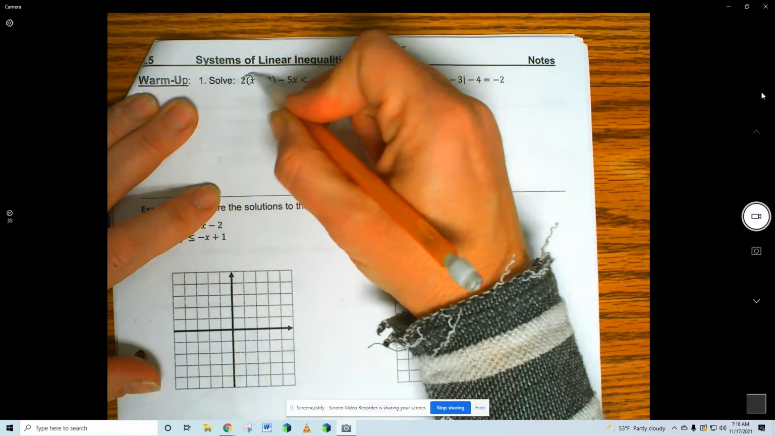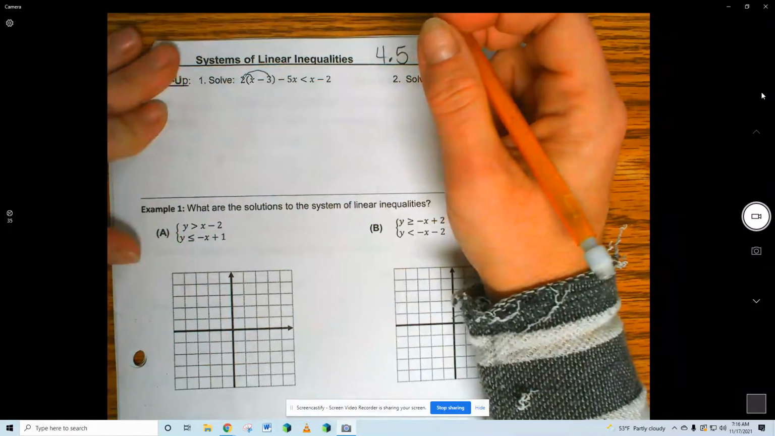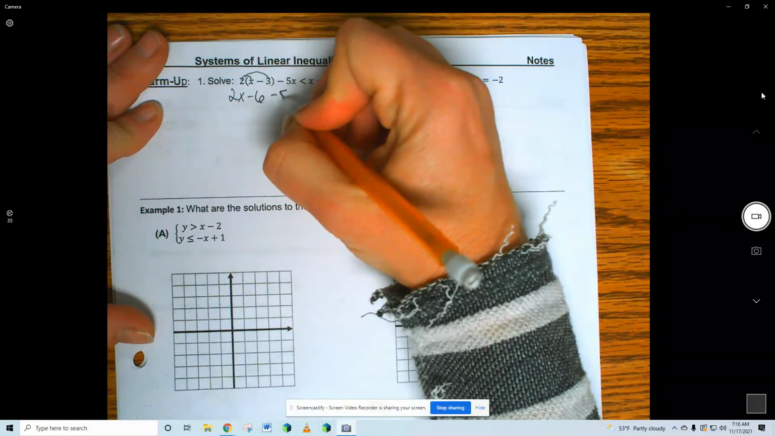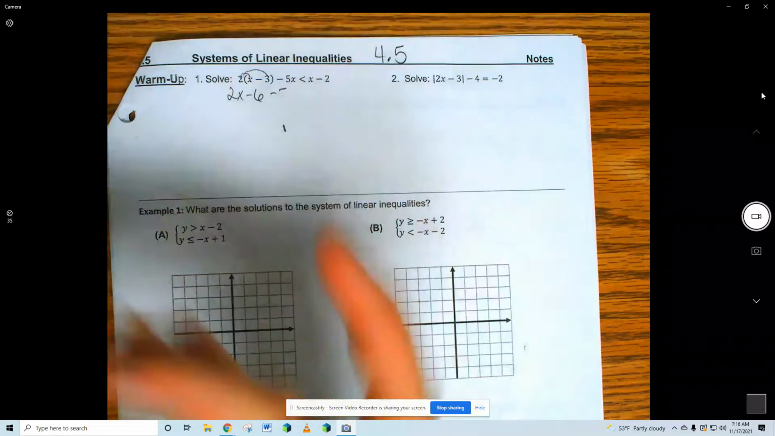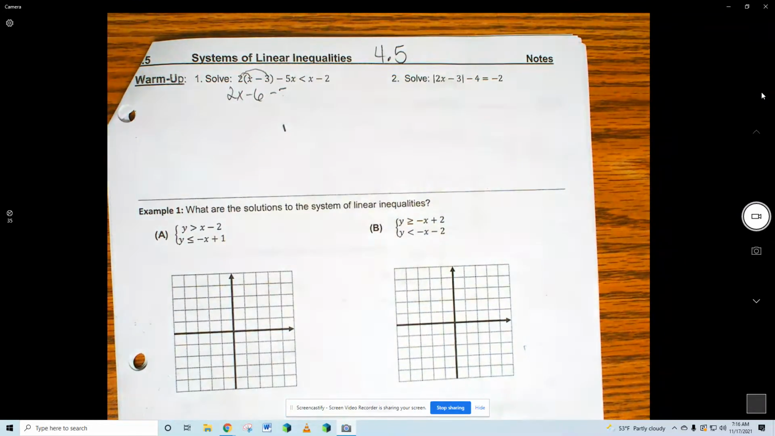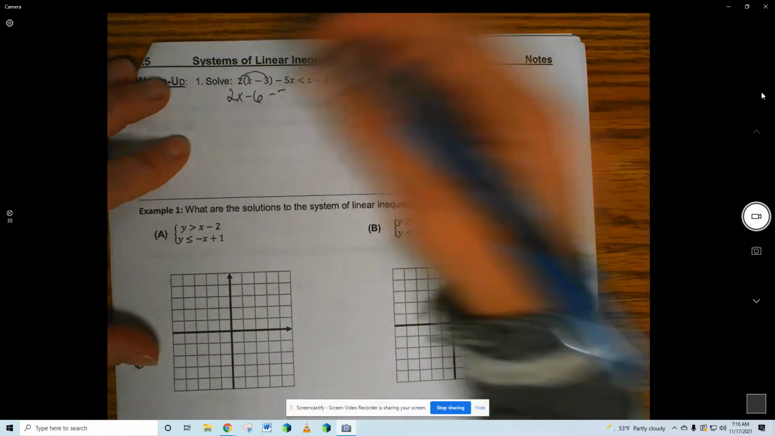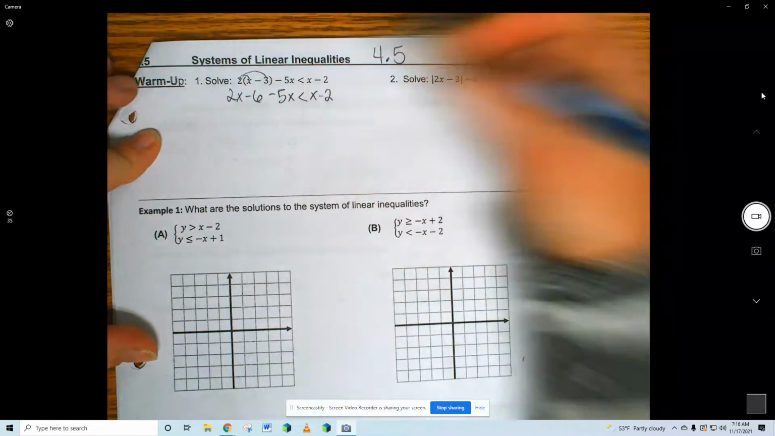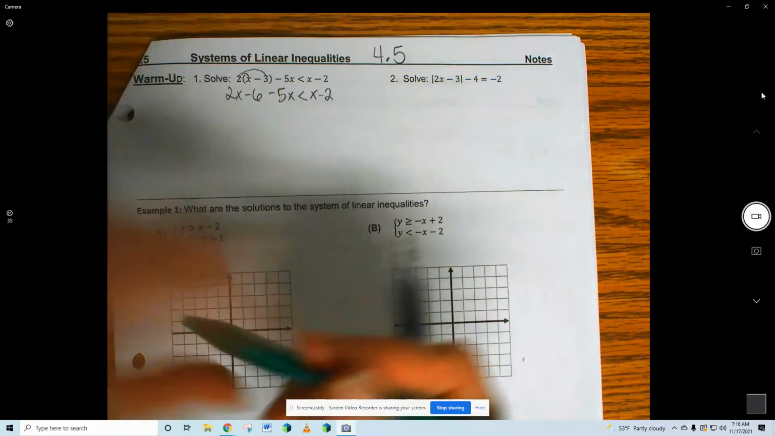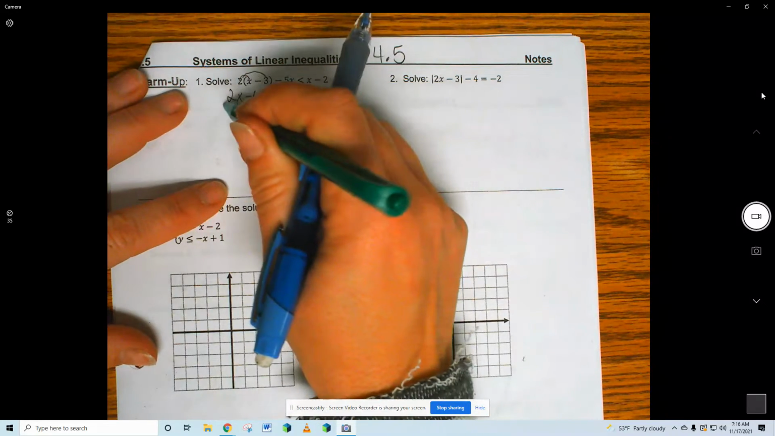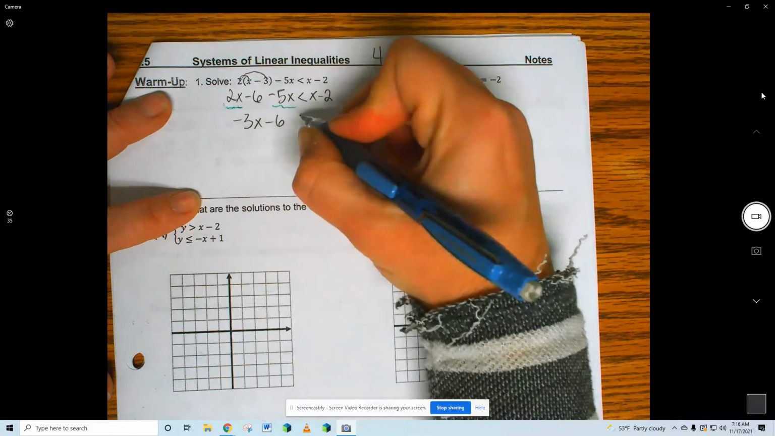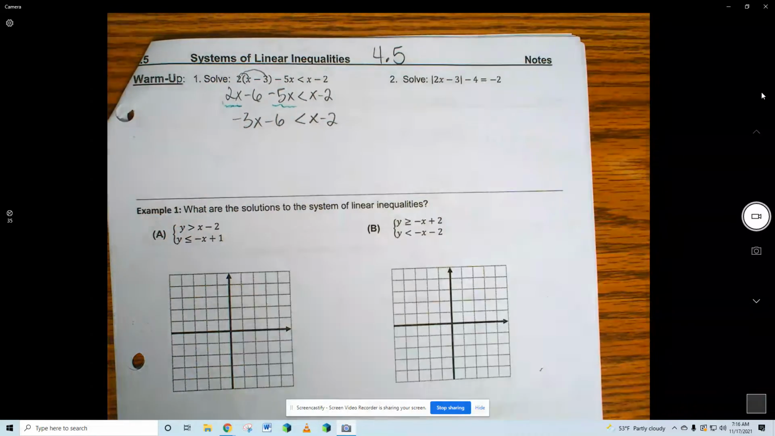Okay, so number 1 on warm up. We need to distribute: 2x minus 6 minus 5x is less than x take away 2. Like terms right here, 2x minus 5x. Negative 3x minus 6 is less than x minus 2.